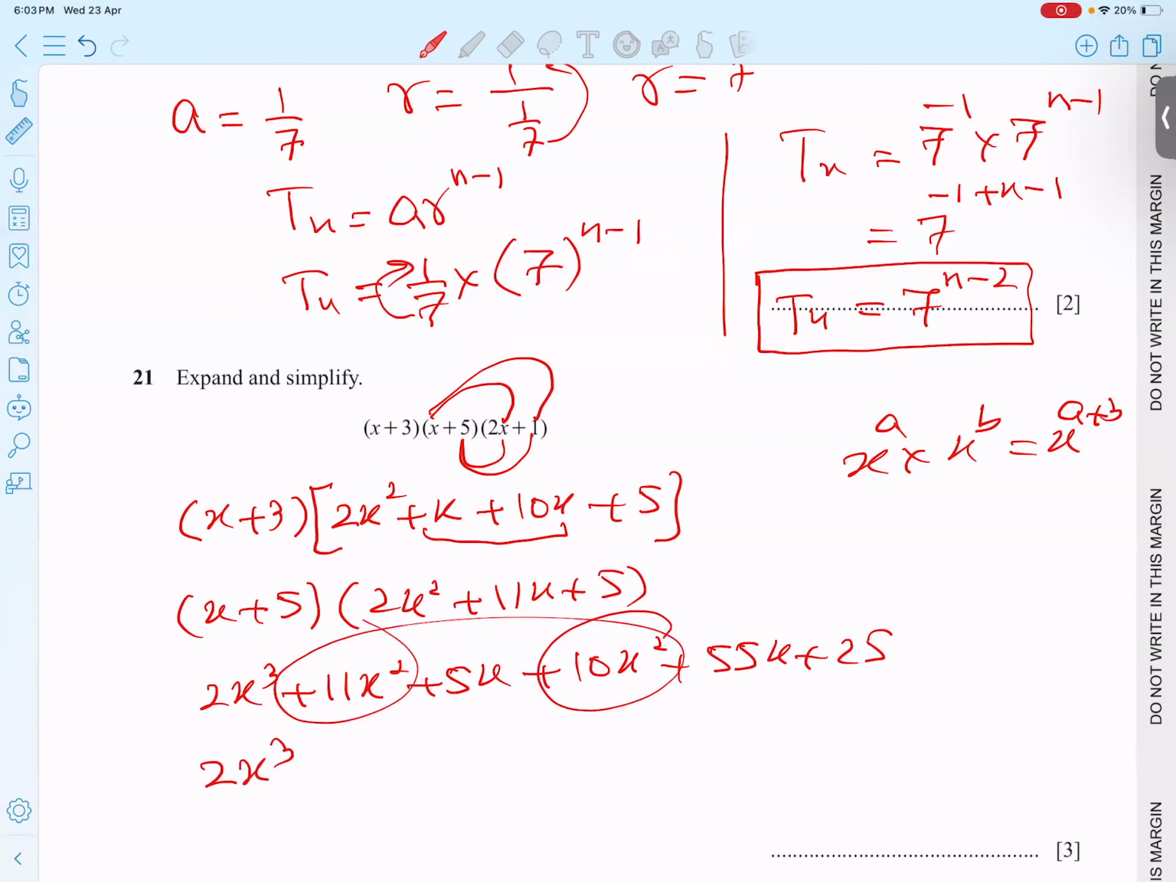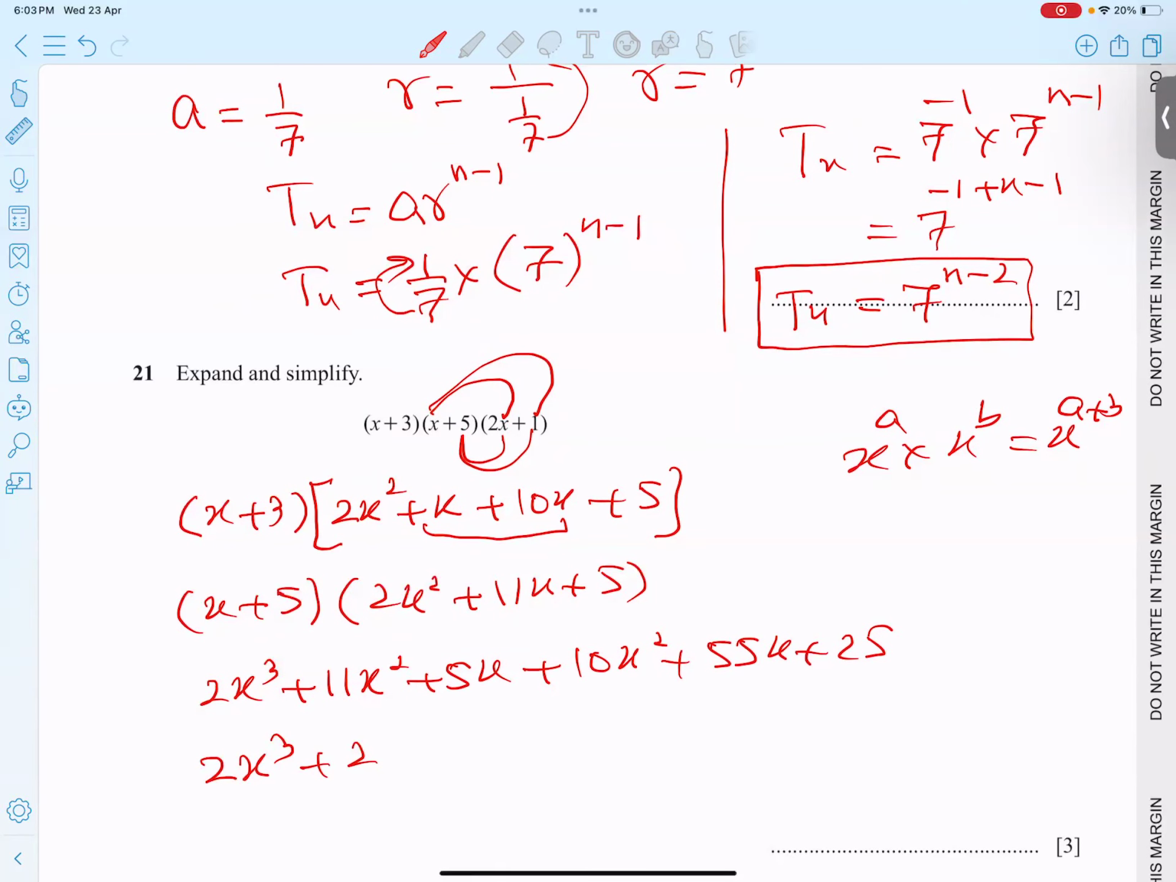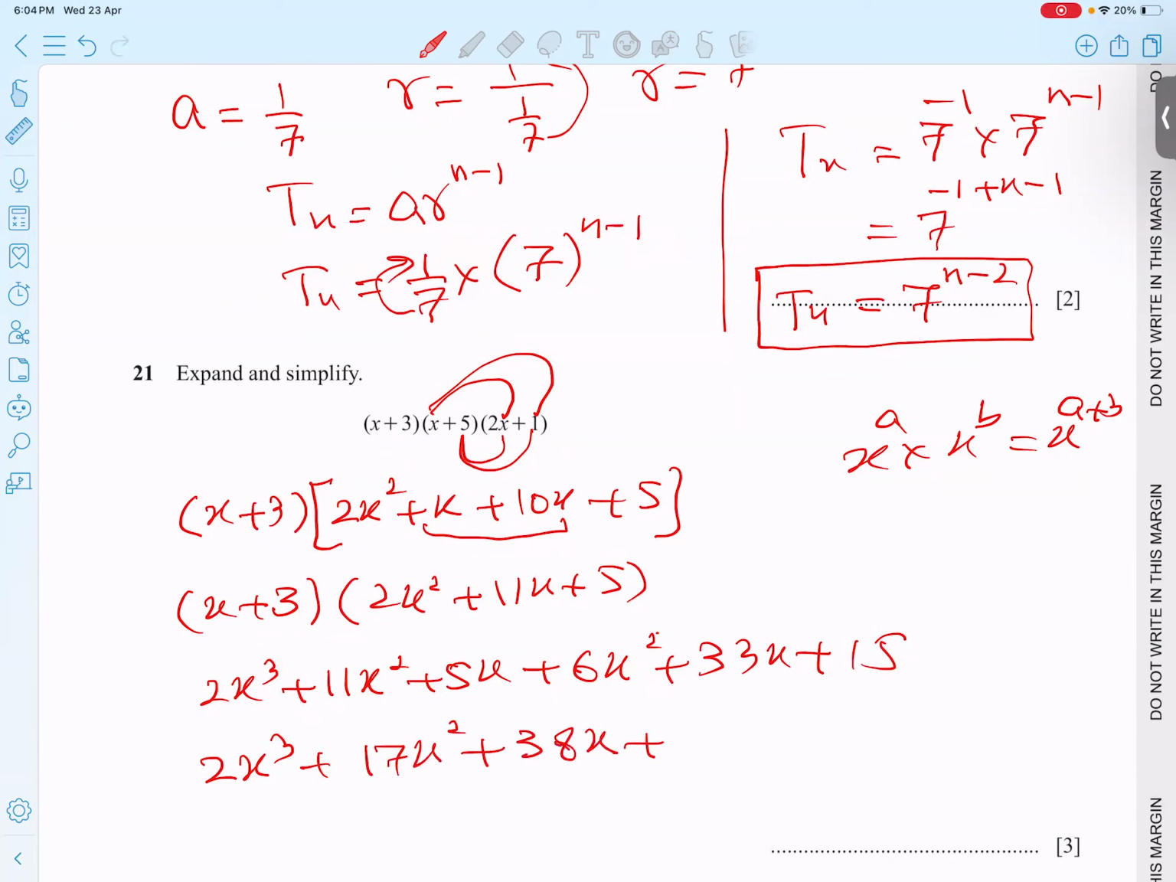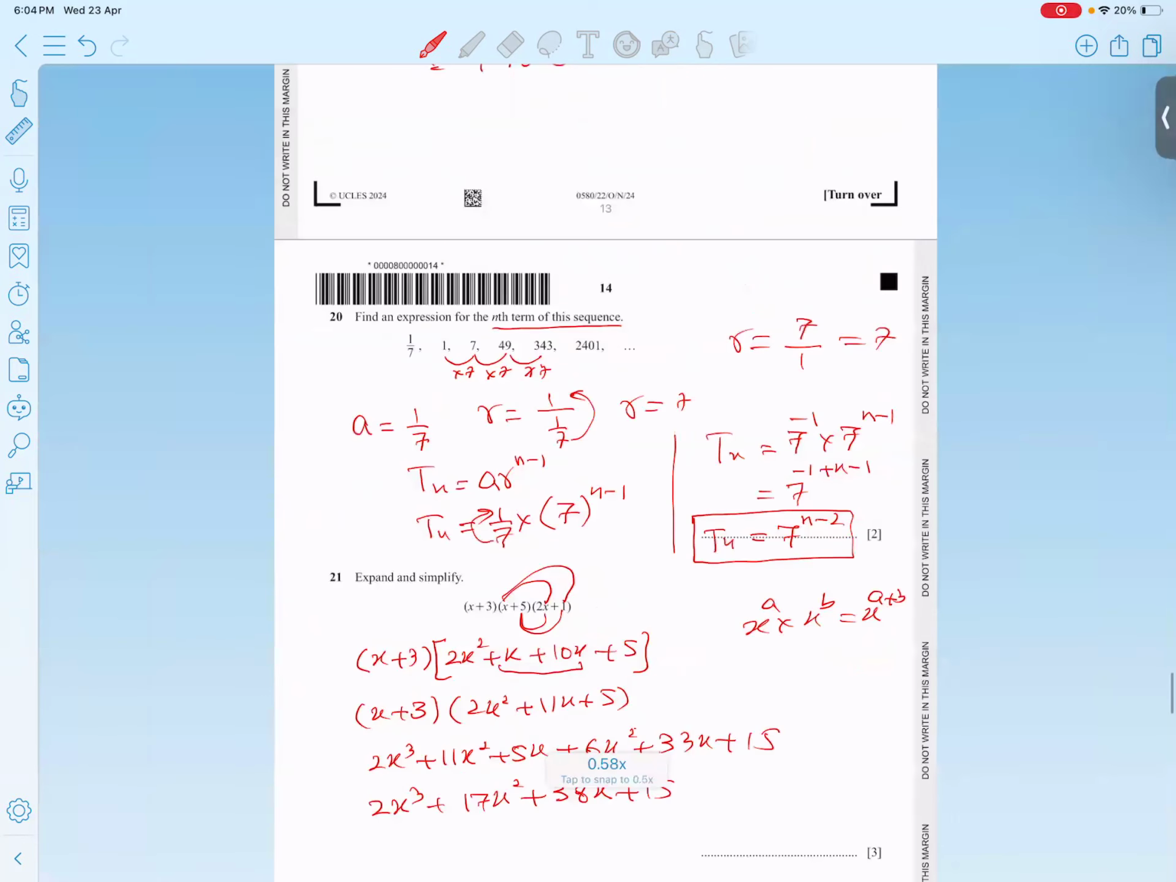This and this will give us 21, wait a minute. I think there's some mistake. Let me check again. Oh, this is a mistake. This is a 3, it's not a 5. Sorry for that, students. This is a 3, not a 5. So the last 3 terms, I have to look carefully once again. So 3 multiplied with all numbers: 3 2s are 6x to the power 2, 33x, and 3 5s are 15. And this will give us 17x to the power 2, and 38x, and 15. This is my final answer.